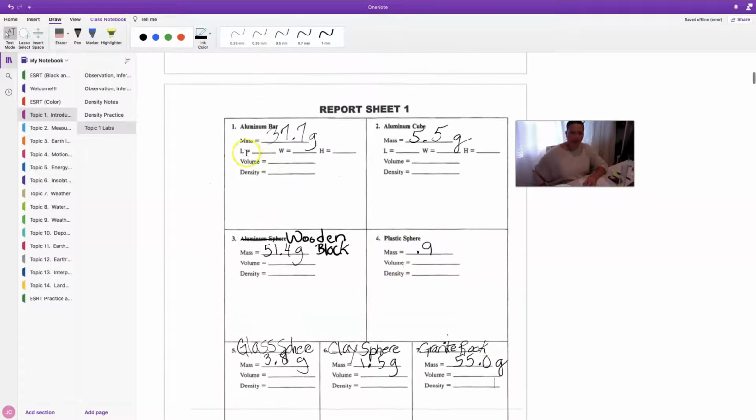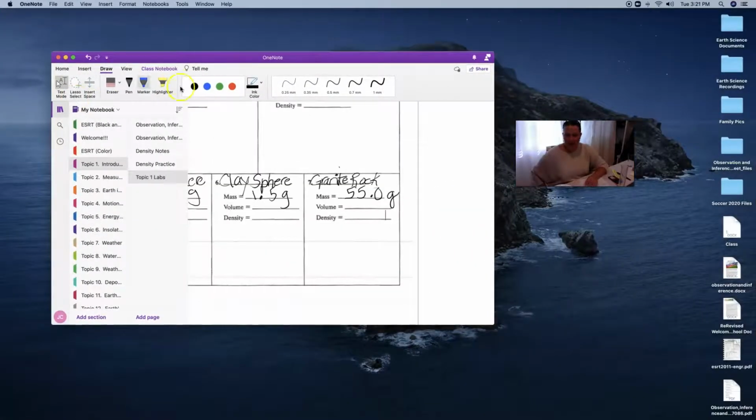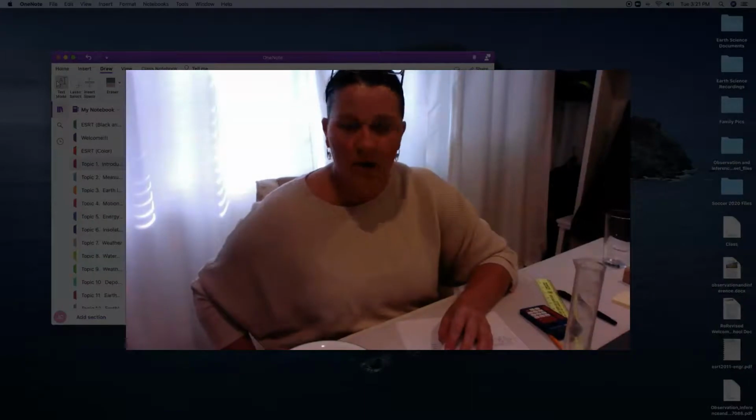And now we're going to go back and get the length, width, and height of some things if they're a regular shape using a ruler. And then we could also find volume with our graduated cylinder or our beaker if they're not regular shape. So let me minimize this back down for a moment. Okay, and we're going to go right back to my screen share and make this big so you can see what's going on. And there I am again.